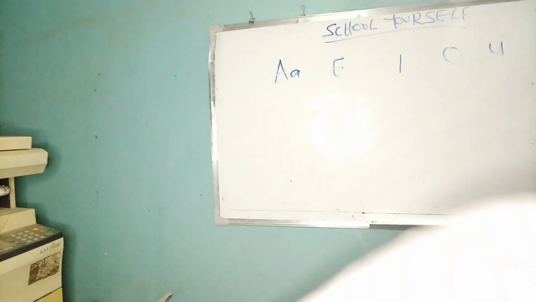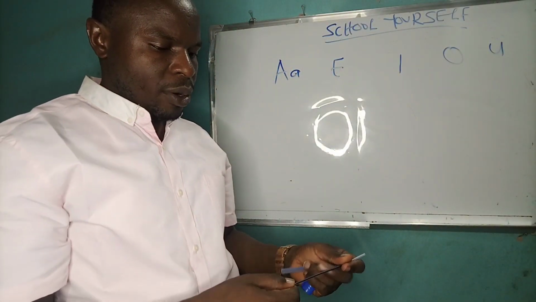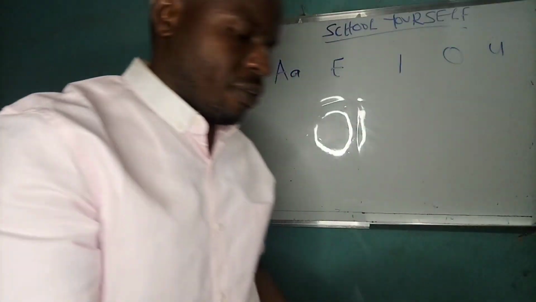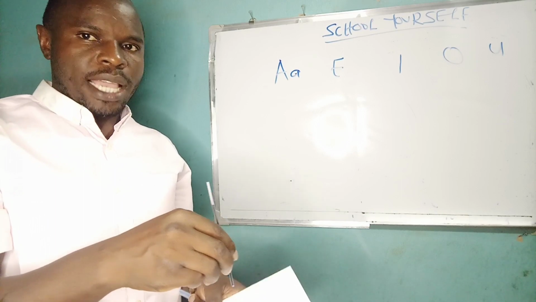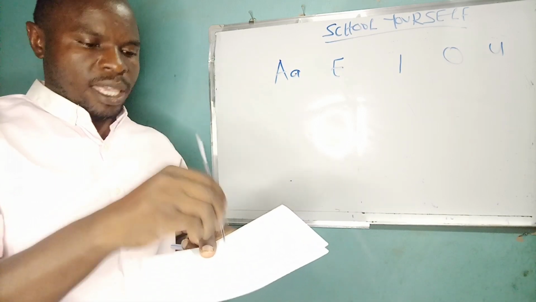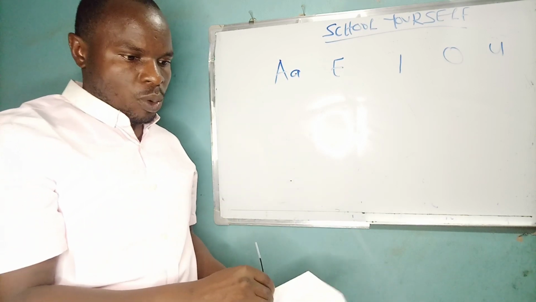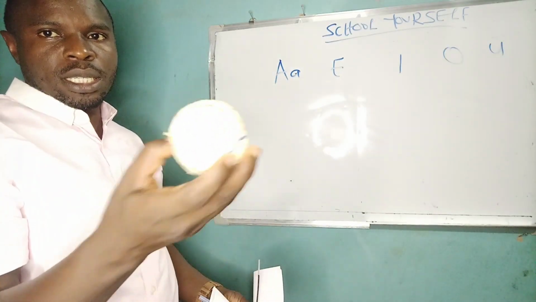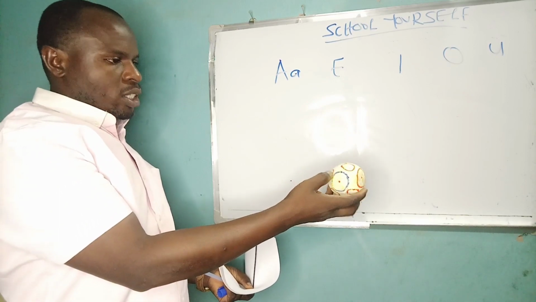Then I is for ink. This is a biro, so I get the ink of it. I is for ink. Then O for orange. This orange, you can see O on it. O for orange. You can see O written on the orange.